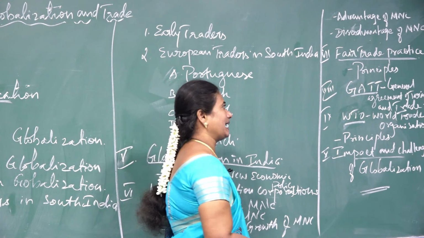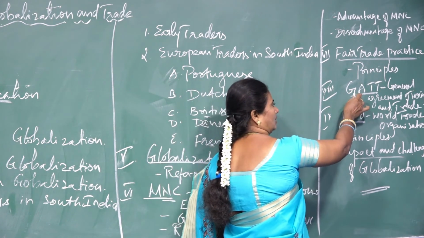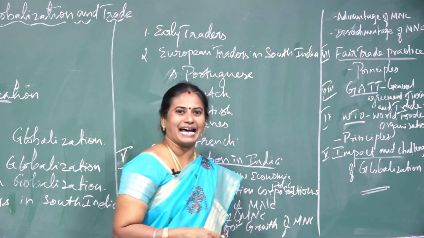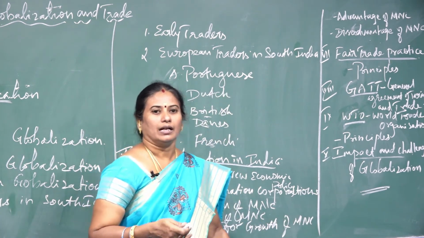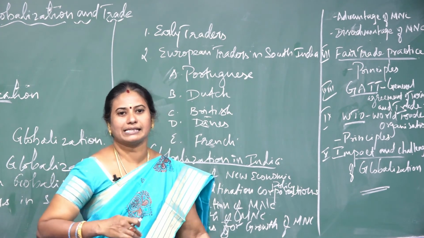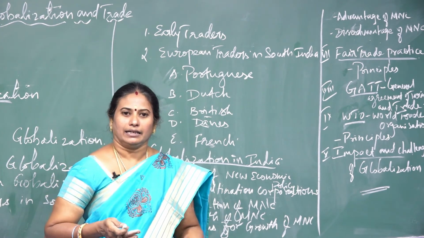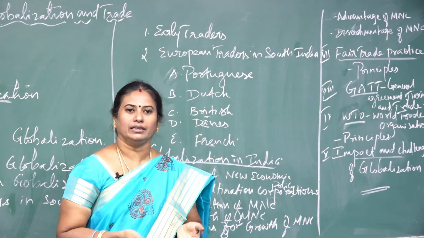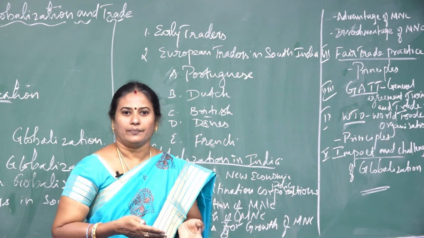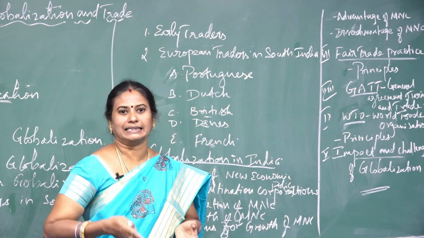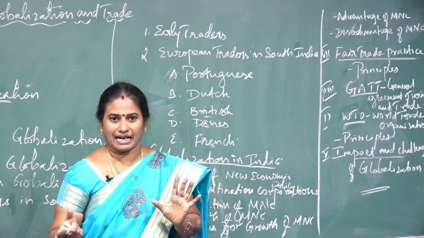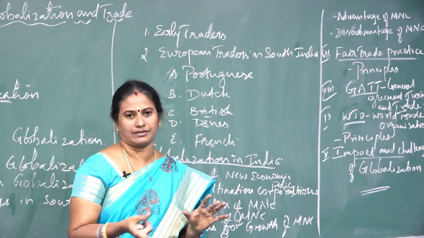Next, I am going to explain about GATT. GATT means the General Agreement on Tariffs and Trade. This was signed in 1947, and India is one of the founding members of GATT. The Director General of the GATT was Sir Arthur Dunkel. He prepared a draft which is called the Dunkel Draft.